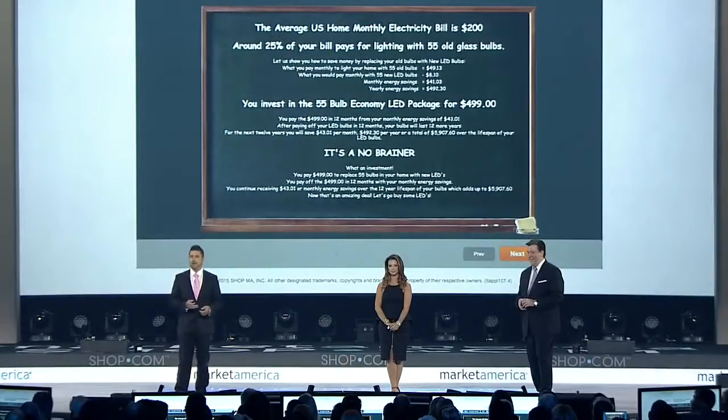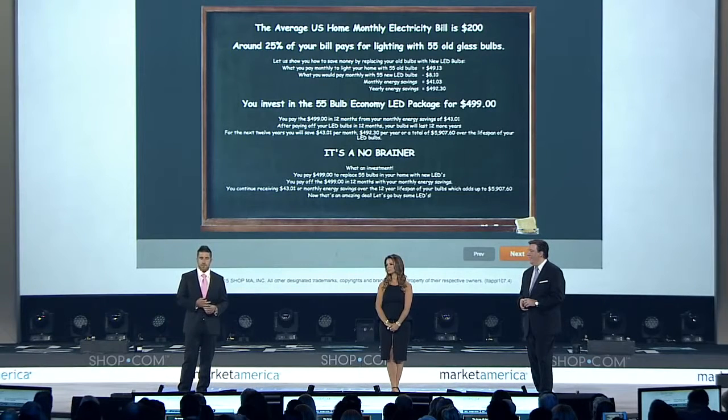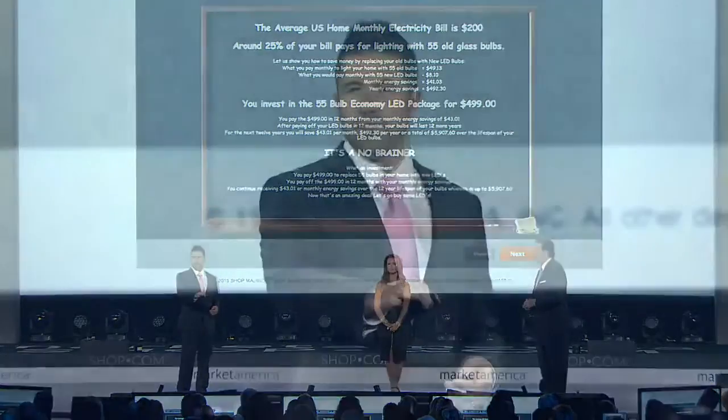The second step of it basically is going to go through the savings. With the average home in the United States, using average numbers given to us by the government, you can save about $42 a month. So you can pay for the bulbs to light your entire house with LED bulbs in 12 months. And over 12 years, you can put away about $6,000 in your pocket in energy savings and reduced power consumption.